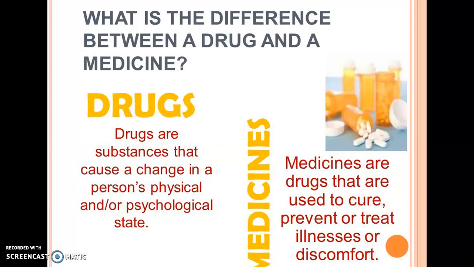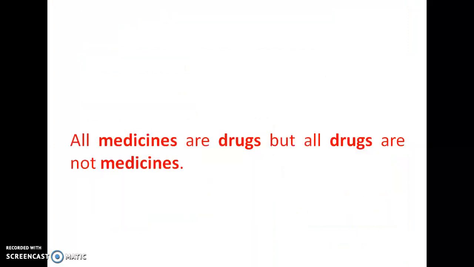So now we came to know the difference between drug and medicine. In this slide we saw that medicines are drugs, but they have a particular use in order to treat discomfort, whereas drugs are substances which can be used for getting some recreational or psychological state. So now we can conclude that all medicines are drugs, but all drugs are not medicine, because you know the purpose of using medicine, and generally the purpose of using drugs also.